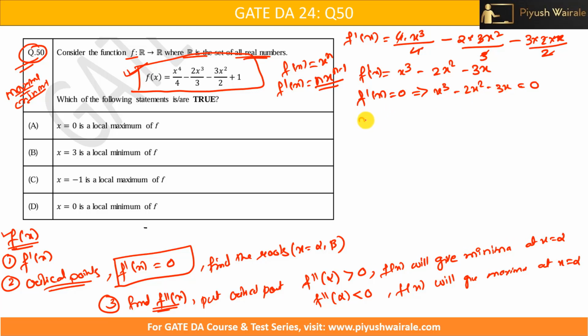So what I will do? I will take x common. If I take x common, what will be there in the bracket? x square minus 2x minus 3 equals to 0. Now what are the roots of x square minus 2x minus 3?